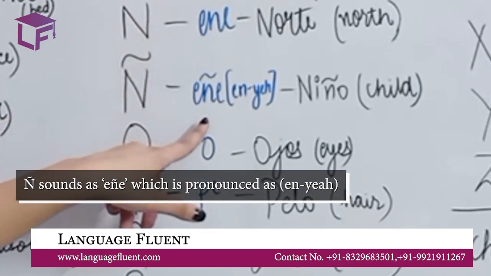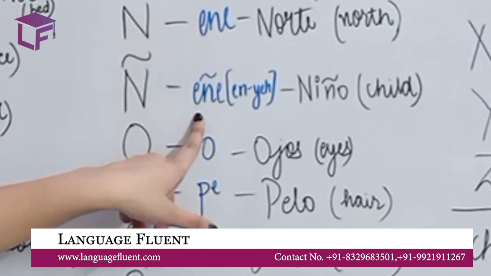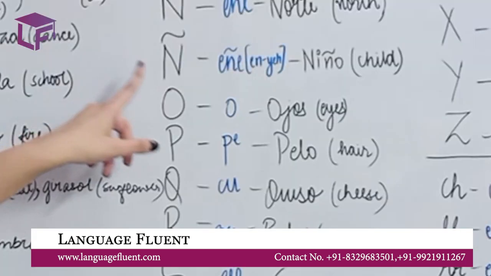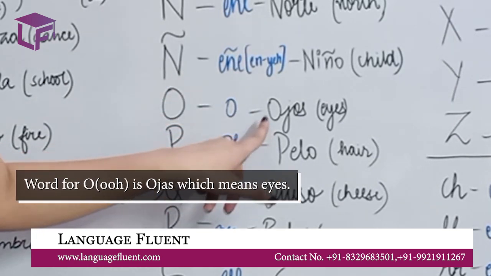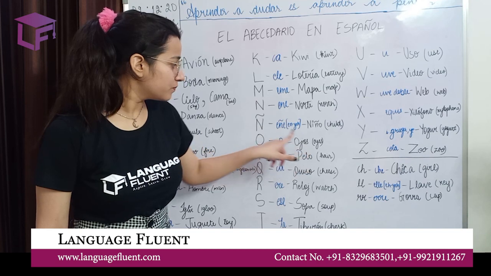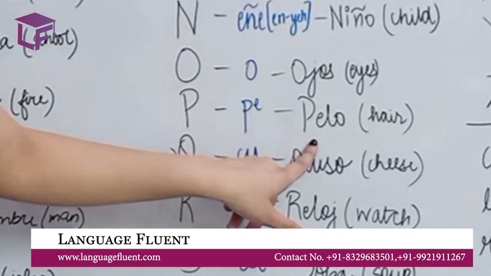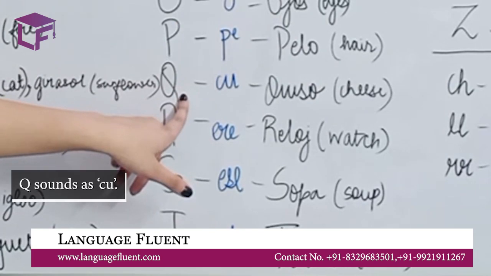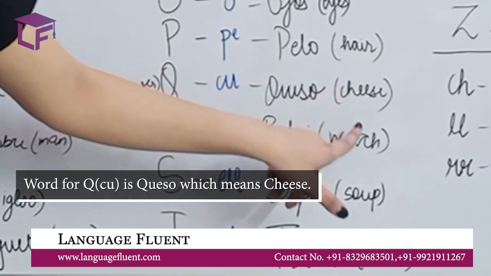Ñ, this is pronounced as eñe. Eñe de niño, which means child. O de ojos, which means eyes. P de pelo, which means hair. Q de queso, which means cheese.